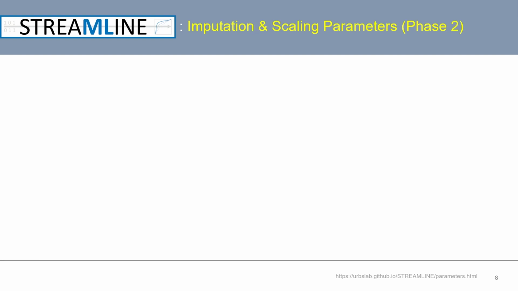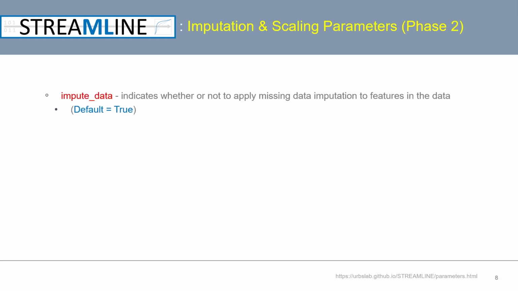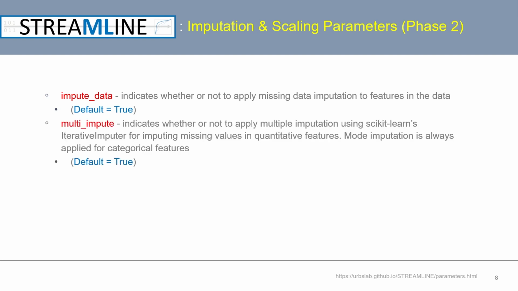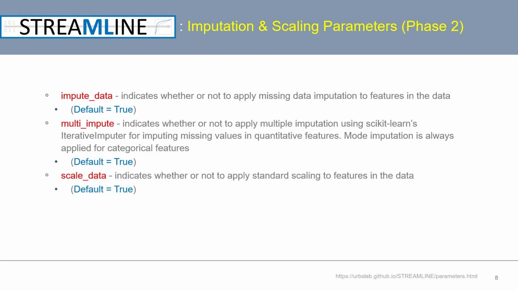Moving on to Phase 2 imputation and scaling run parameters, impute data indicates whether or not to apply missing data imputation to features in the data. This parameter is true by default. Multi-impute indicates whether or not to apply multiple imputation using scikit-learn's iterative imputer for imputing missing values in quantitative features. If set to false, then median imputation will be used for quantitative features. Mode imputation is always currently applied for categorical features. This parameter is true by default as well. Scale data indicates whether or not to apply standard scaling to features in the data. Again, this parameter is true by default.